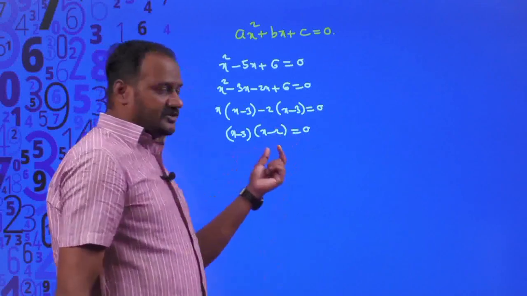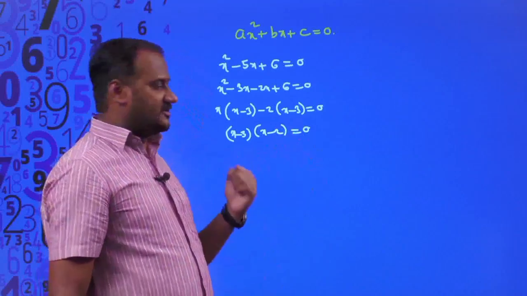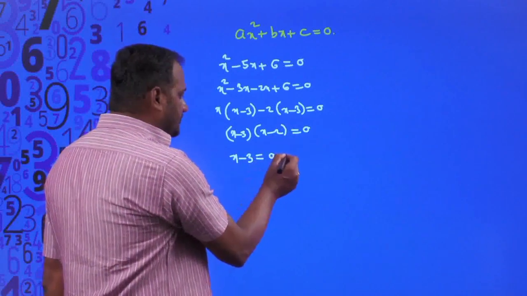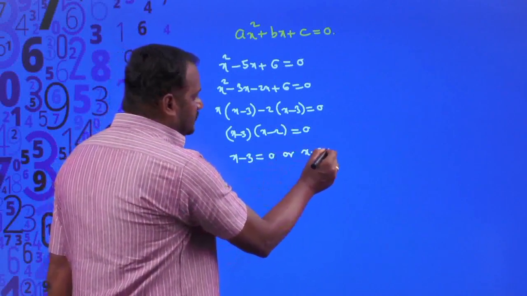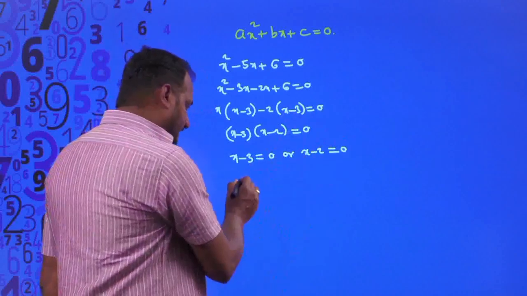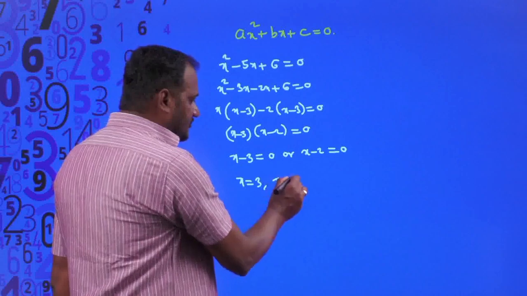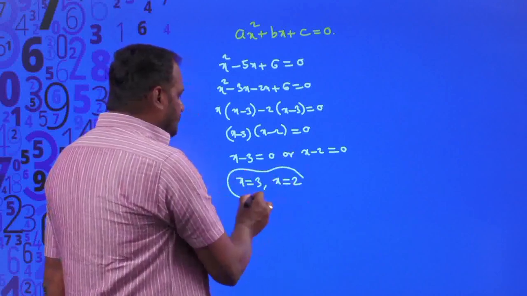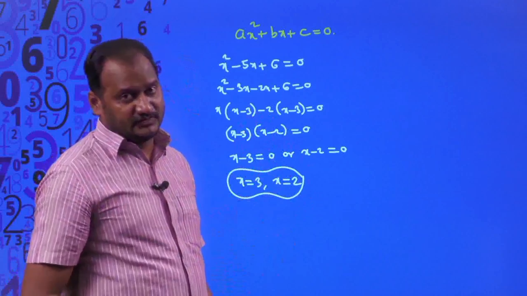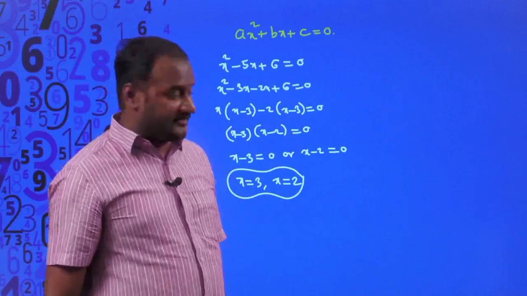Since the product of two terms is equal to 0, either the first term is equal to 0 or the second term is equal to 0. Here the first term is x minus 3. So x minus 3 is equal to 0 or x minus 2 is equal to 0. If x minus 3 is equal to 0, then x is equal to 3. When x minus 2 is equal to 0, then x is equal to 2. Therefore, the roots of the given quadratic equation are 3 and 2. Right? This is the way of finding roots of a given quadratic equation.